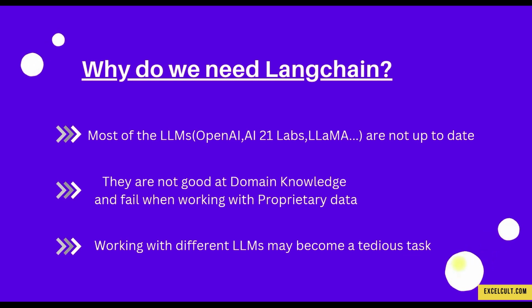And then they are not very good at domain knowledge and fail when working with proprietary data. What does this mean? This means that LLMs are too generic. They haven't seen your data. Maybe you are an insurance company and you have the information of your clients. This will never be seen by OpenAI or AI21 Labs, so they never know what exactly your data contains. In this case, it might fail to answer your questions.